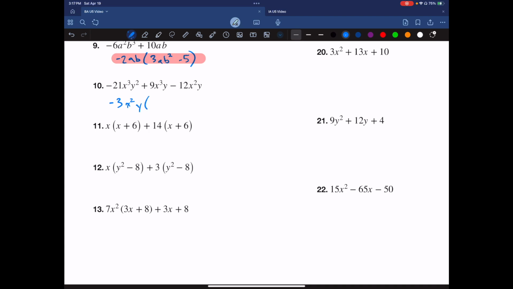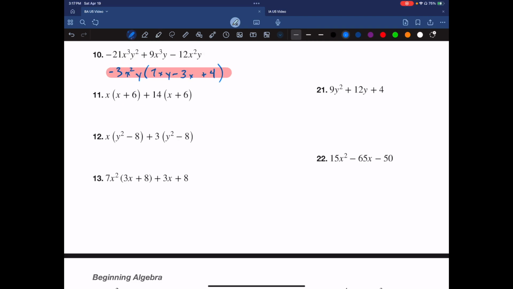All right, so this is going to be a positive 7xy. Because I took out the negative, that's going to be minus 3x and plus 4x squared y. I don't need anything else. So there's that: 7xy minus 3x plus 4.